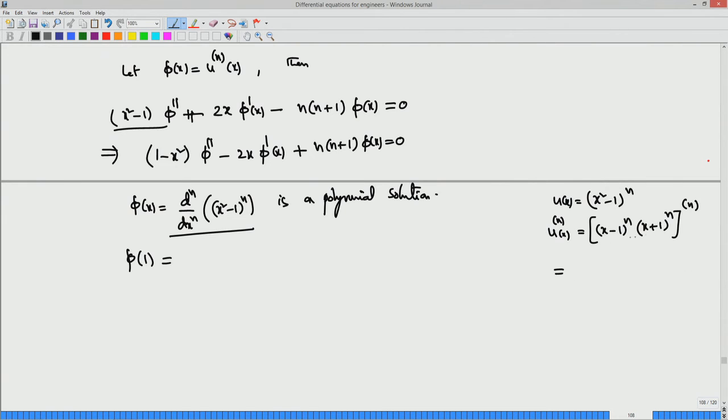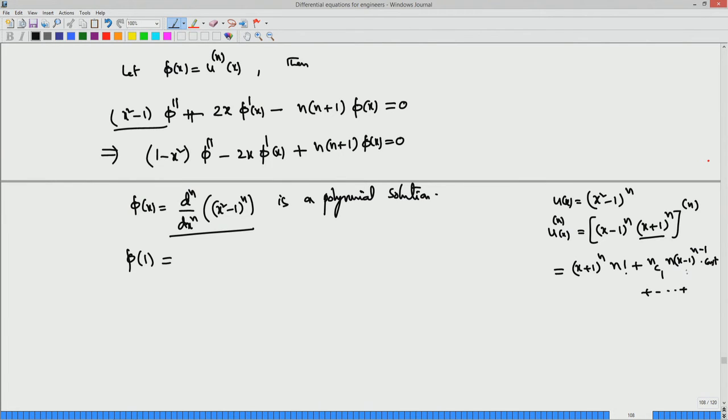You keep this as it is. So nC0 (x + 1)^n, and you differentiate this n times, so you will get simply n factorial. And for the other terms, every time for nC1, you differentiate this one time, so you will get n into (x - 1)^(n-1), and the other is an nth degree polynomial, which you differentiate n minus 1 times, and you will get some constant.